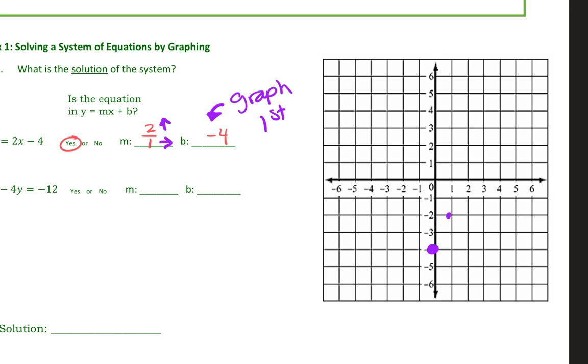All right, and you're gonna continue. Up 2, right 1, make a point. Up 2, right 1, make a point.